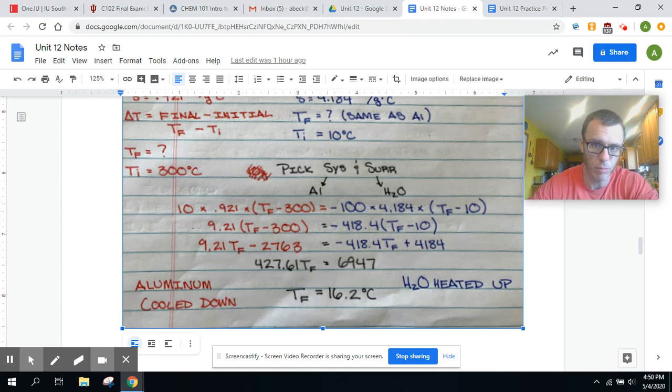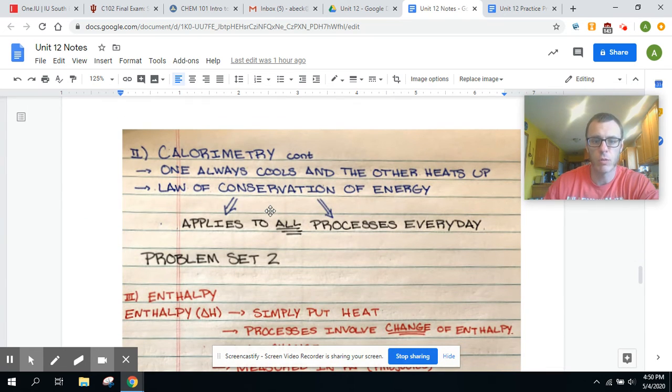Water heated up a little bit, and the aluminum cooled down like a lot. All right. And that has to do with this specific heat. All right. Water has a very high specific heat. It's not going to heat up and cool down real easily. Aluminum has a very low specific heat. It's going to heat up and cool down pretty darn easily. So calorimetry, just to finish this off, one thing always cools and the other always heats up. That's what we have, which you should understand.